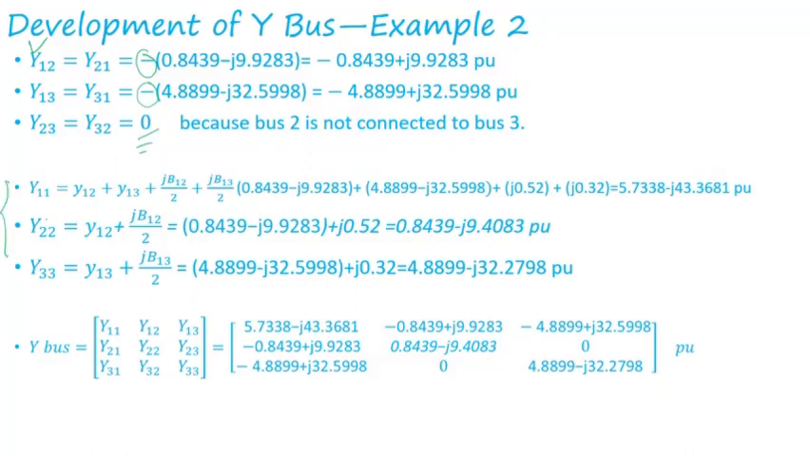Now the diagonal, I know the diagonal admittance is equal to the sum of all the admittances connected to that bus. So for bus 1, it's basically the admittance between bus 1 and 2 plus the admittance between bus 1 and 3 plus half of the shunt admittance for the two branches. That's what I'm doing here. I do the same thing for y22, y33, and then I formulate the Y bus. Since I only have three buses, I'm going to have a 3x3 matrix. If you have n buses, you're going to have an n by n Y matrix. Then I just put the numbers here.